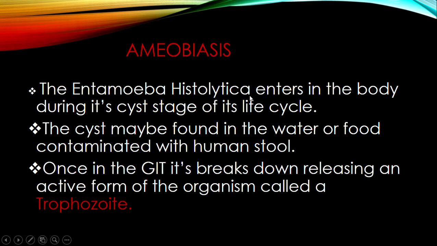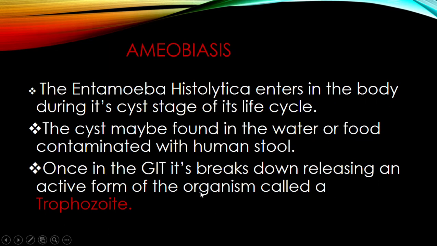When it comes to amoebiasis, it is caused by the Entamoeba histolytica. It enters into the body during the cyst stage of its life cycle. This cyst may be found in water or any type of food contaminated with human stool. Once it enters the GIT, it breaks down and releases an active form of the organism called a trophozoite.